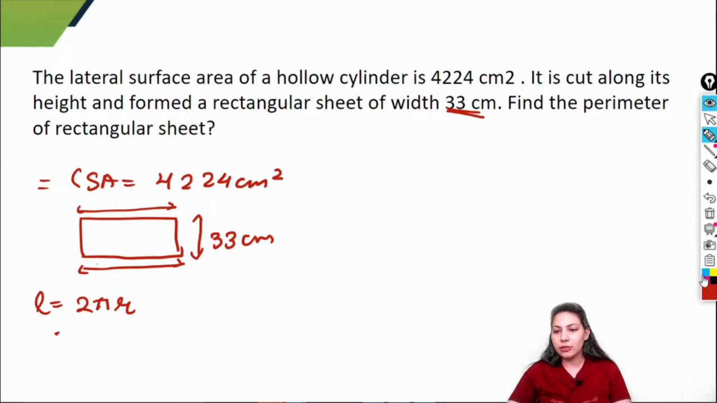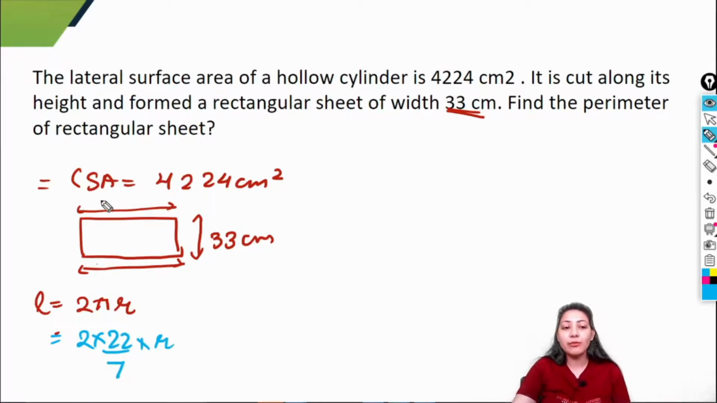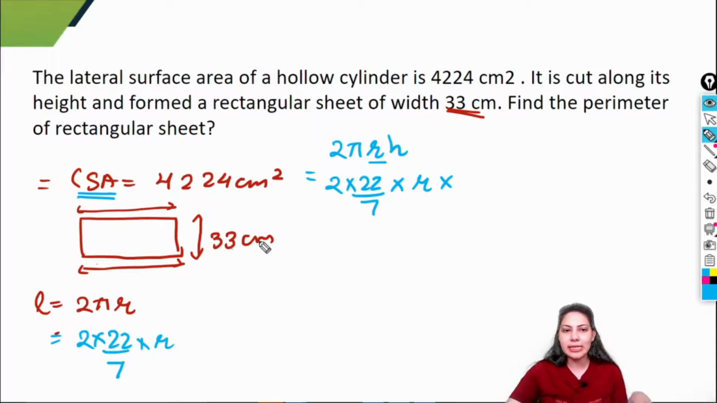So let's directly solve here. From here, let's calculate the length so that we can calculate the perimeter by length and breadth dimensions. So 2 into 22 by 7 and here R. Now we are not given R but we are given the CSA of a cylinder. So the formula of CSA is 2 pi R H. So from here, let us calculate the radius. So this is 2 into 22 by 7 into radius into height. Height would be the same as the width of the rectangle, that is 33 centimeter, is equal to 4224 centimeter square.